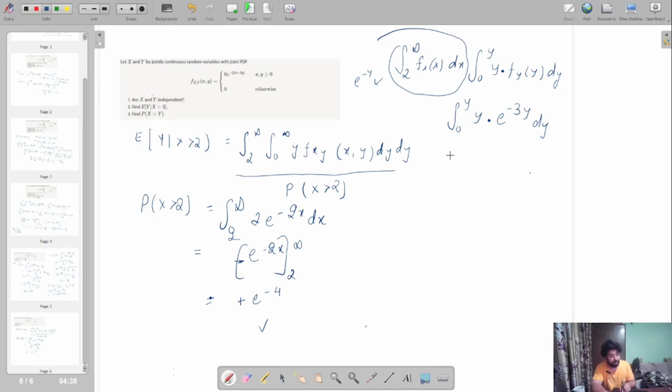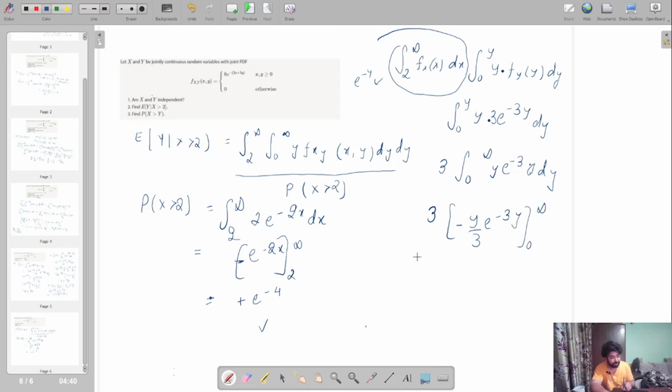Next, I'll just integrate this. It is 3 times e^(-3y). Next we will calculate this, so I'll write it down. This will be 3, and here I can use the rest of the part, so I'll write y e^(-3y) dy. If we solve this, we have 3 here, then this will come out to be y over 3 minus e^(-3y), with limits from 0 to infinity.